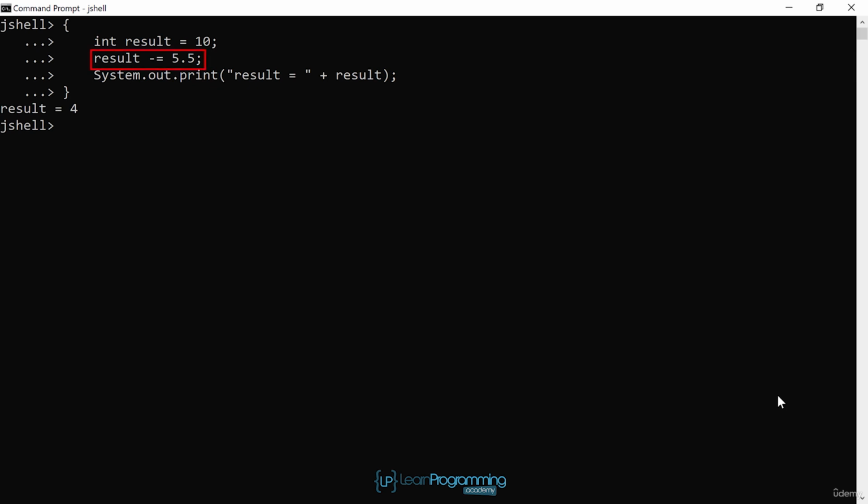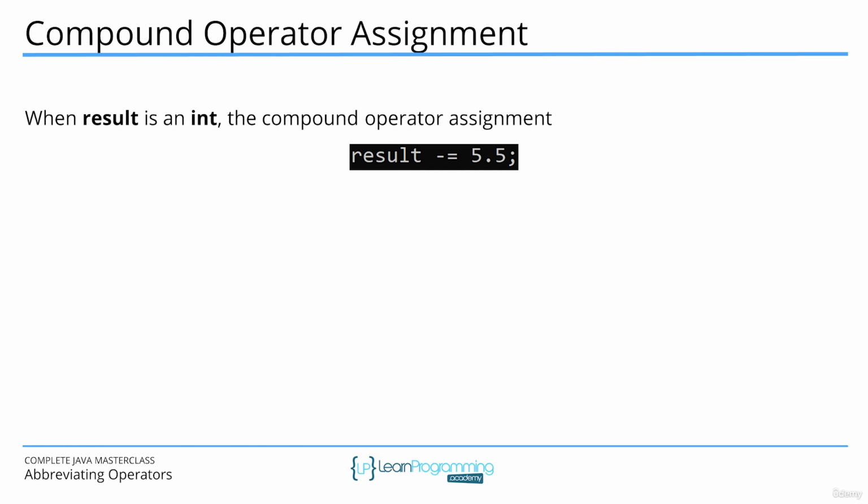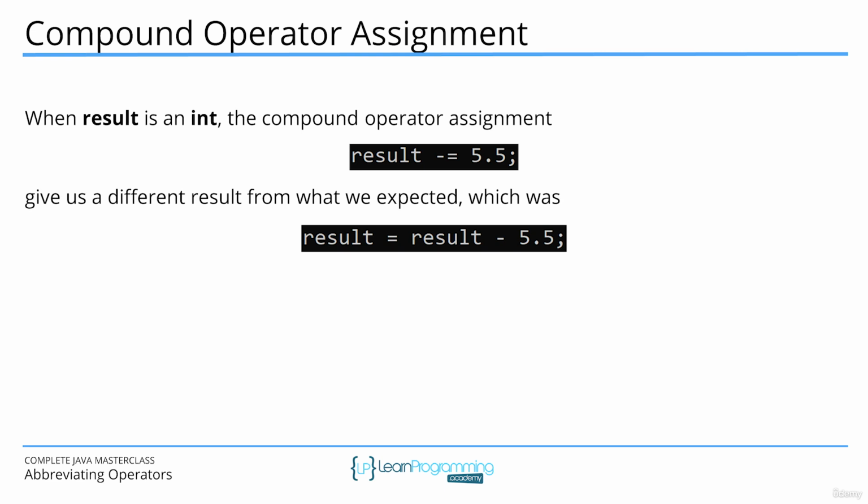Although I've said that this should be the same as the statement, result equals result minus 5.5, actually, it isn't 100% true when you are using incompatible data types. When result is an int, the compound operator assignment, result minus equals 5.5, gives us a different result from what we expected, which was result equals result minus 5.5. In fact, the compound operator hides a potential error, the lossy conversion error we've seen several times.